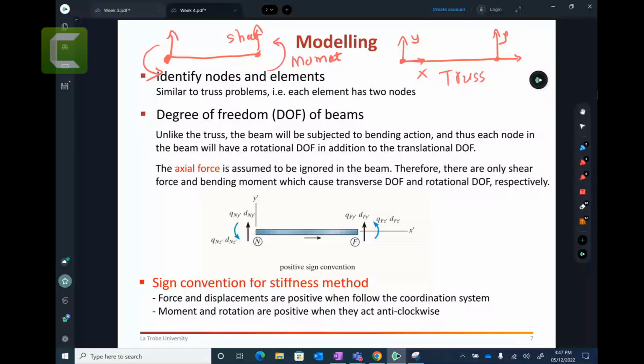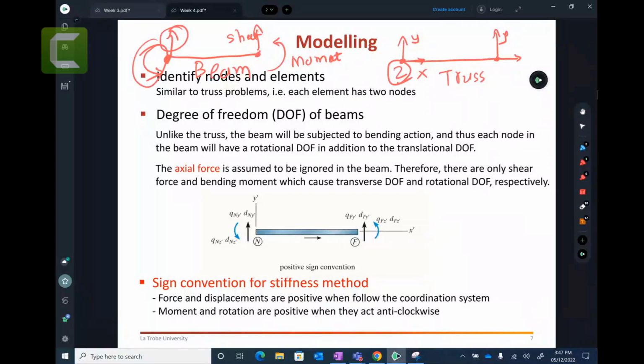So the same things apply here. Again, it has two degrees of freedom. I will repeat it. In the truss, there are two degrees of freedom, X displacement and Y displacement for each node. In the beam, you have Y displacement and you have rotation. The displacement relates to the shear force.